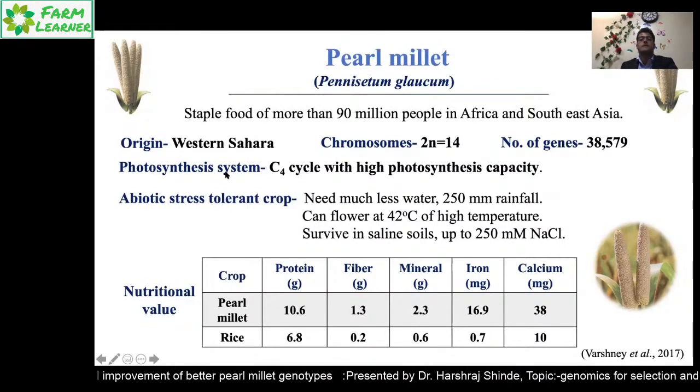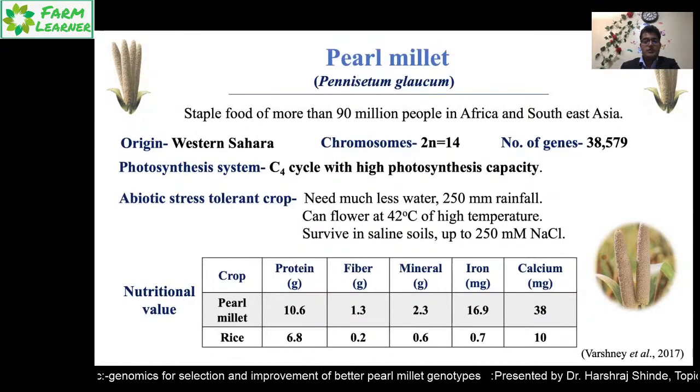So the main feature of this crop is abiotic stress tolerance. It is a drought tolerant crop, so it can survive at 250 mm of rainfall. It is a heat resistant crop, so it can flower at 42 degrees Celsius. It is a salinity tolerant crop also, so it can survive up to 250 millimolar of NaCl. So my main topic here is salinity stress.